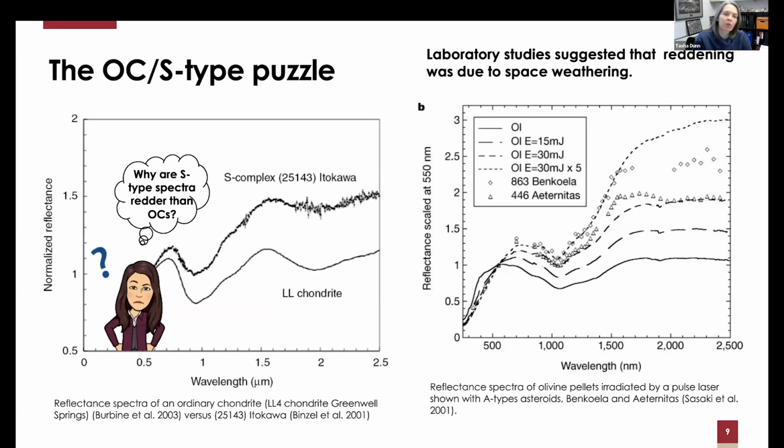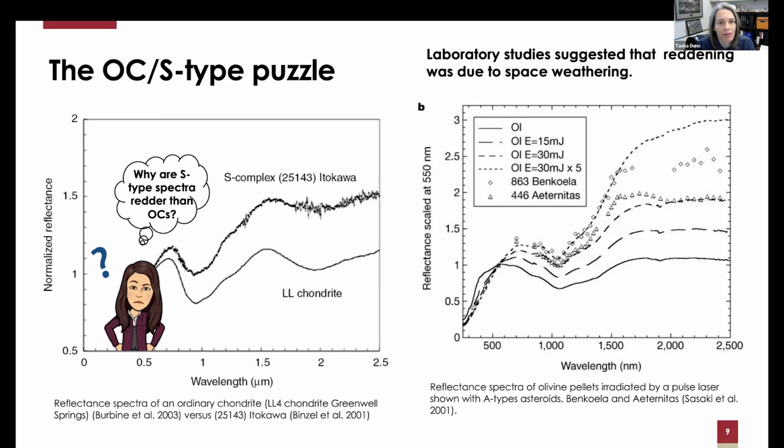Comparisons between ordinary chondrites and S-type asteroids have been complicated over the years by the fact that the spectra of S-type asteroids are redder and have shallower bands than the ordinary chondrites. That's made it very difficult to make a definitive link between the two. Laboratory studies suggested that this was probably due to space weathering, and we've heard a lot about space weathering today and also yesterday as well.